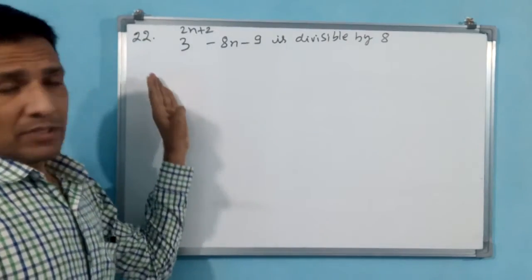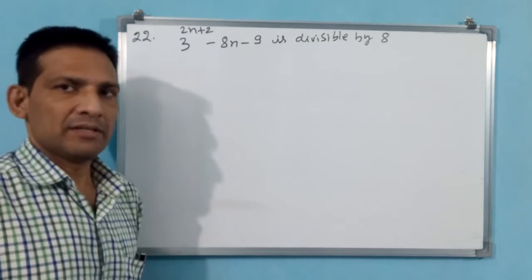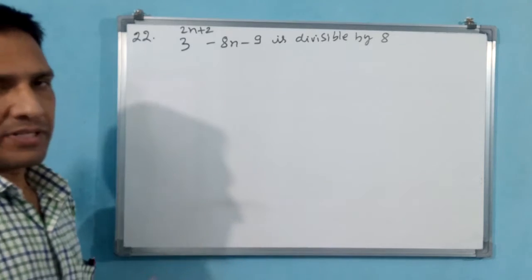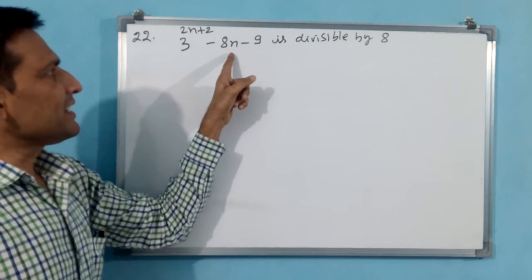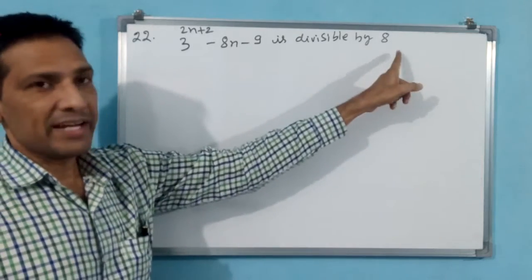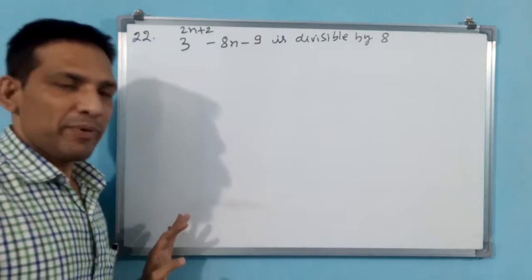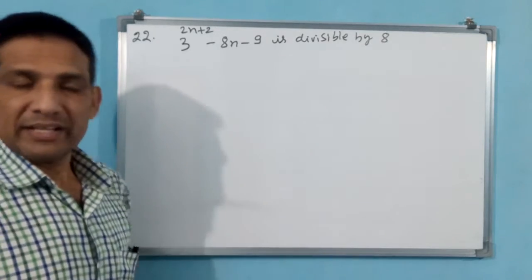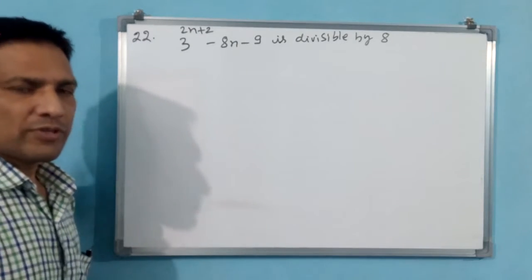Now let us do 22nd question. This question will be last for this chapter. After this we are going to finish. 3 power 2n plus 2 minus 8n minus 9 is divisible by 8. See here 8 has come. For Pk, 8d we have to take. For Pk plus 1, 8m we have to take. Same. N belongs to N they have given, that we don't write again.